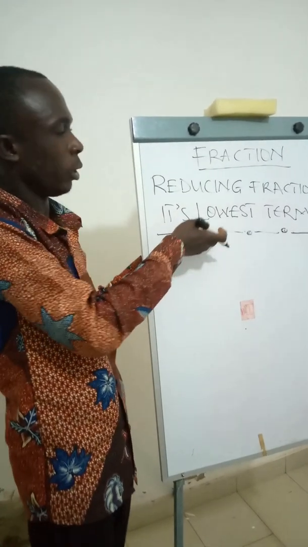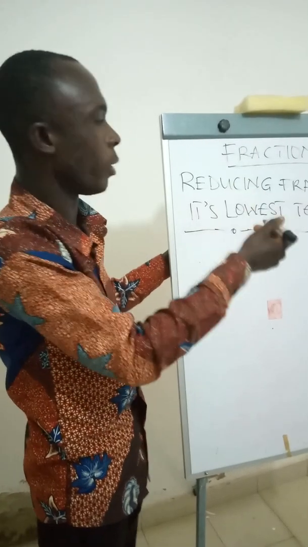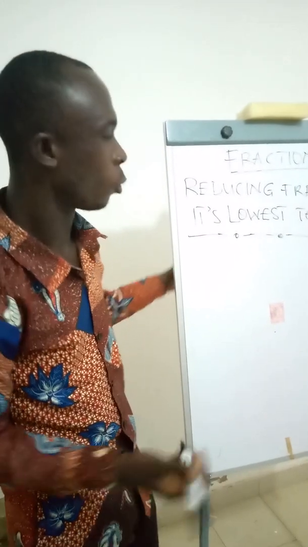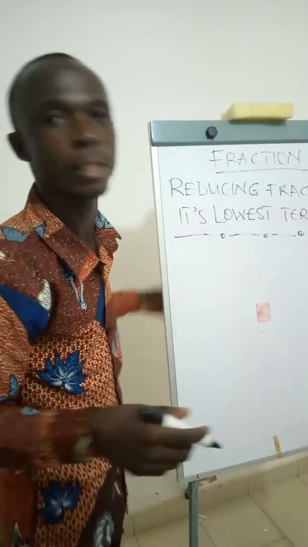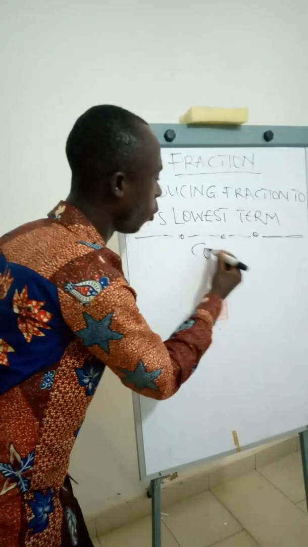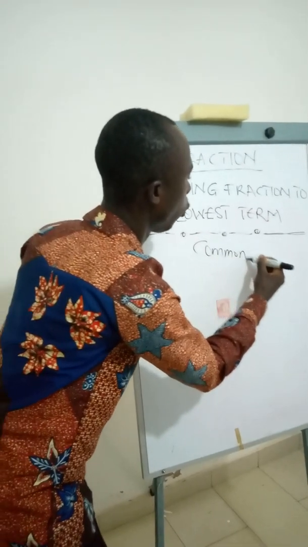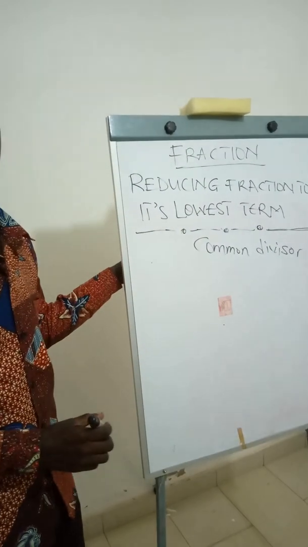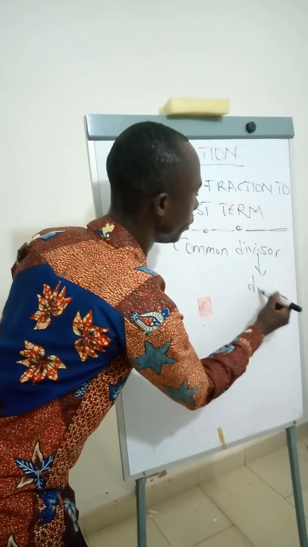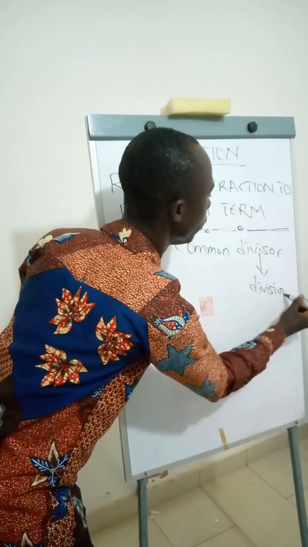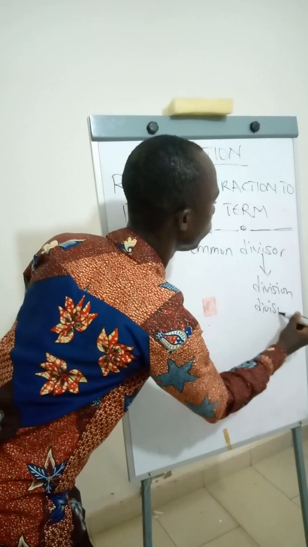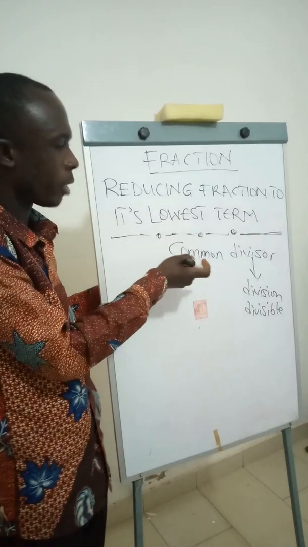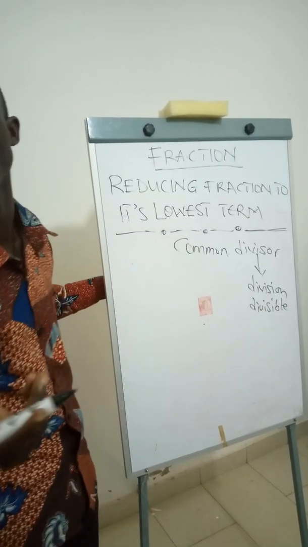So let's move on to today's session, reducing fractions to their lowest term. I just wanted you to know why I am treating this topic. To reduce a fraction to its lowest term, you must get your common divisor. From the word division, or divisible. So I will use an illustrative example to explain what common divisor means.